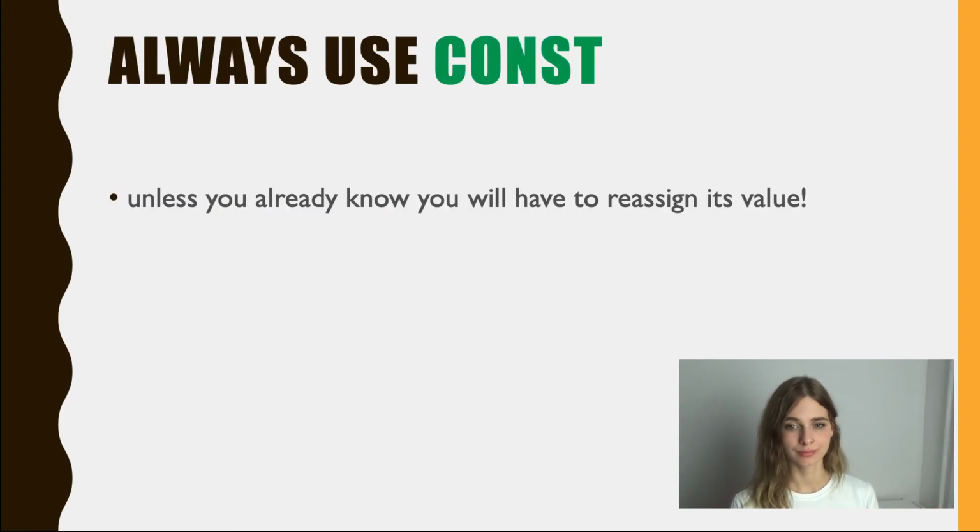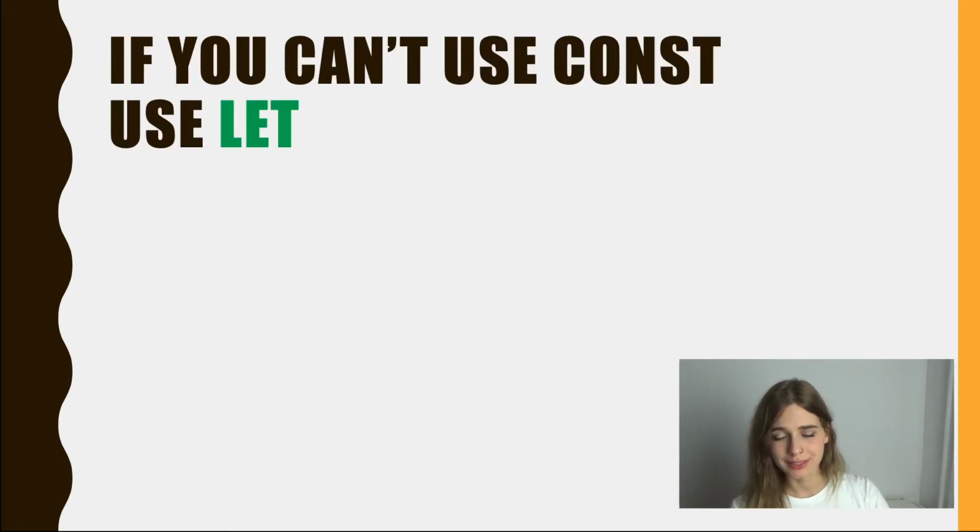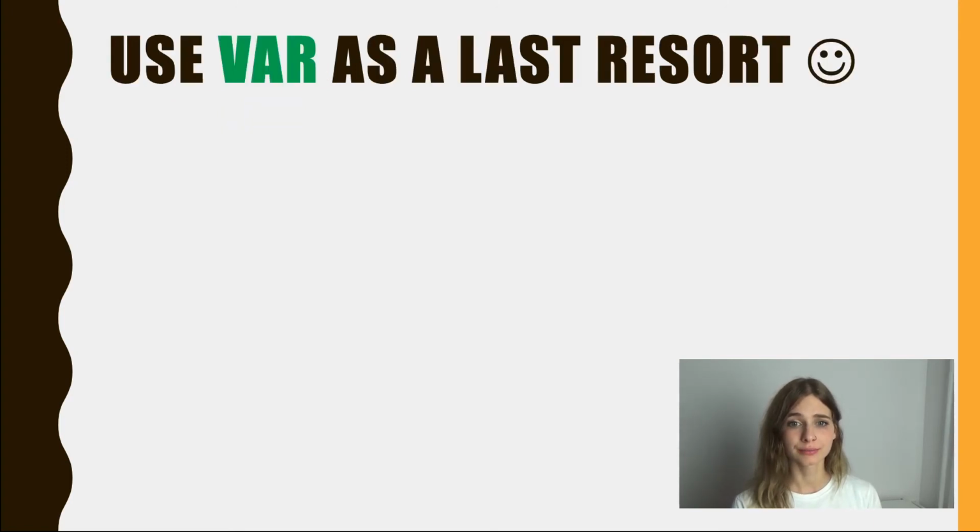Always use const, unless you already have a vision for the program and you know that its value will be reassigned. Or if you know that you are using a for loop, you know that one const and one value will not suffice. And in that case, you will need to use, second most important, a let, because let lets you assign a new value. If you can't use either const or let, then use var, but only as a last resort.